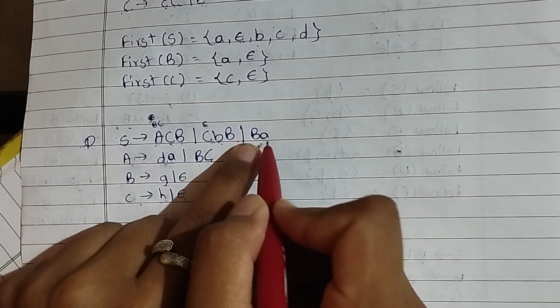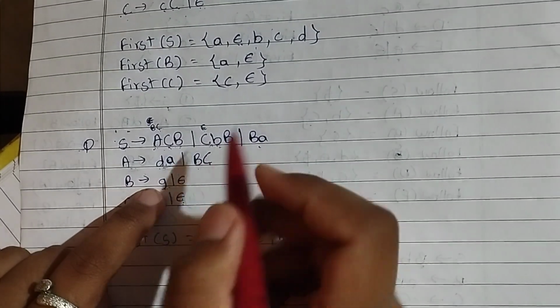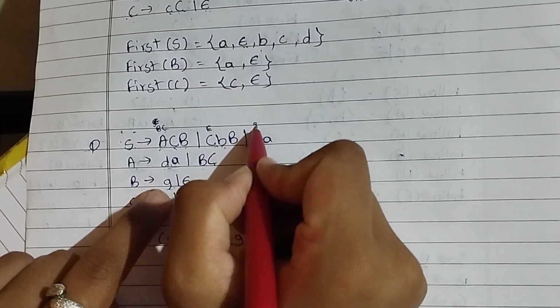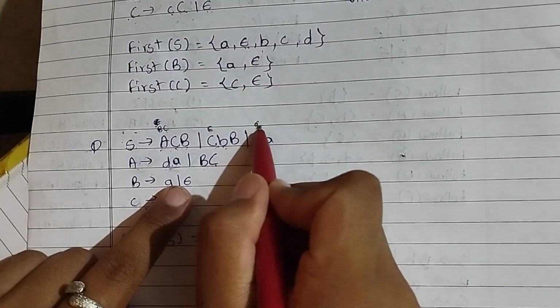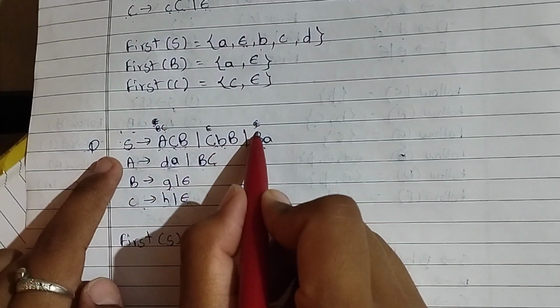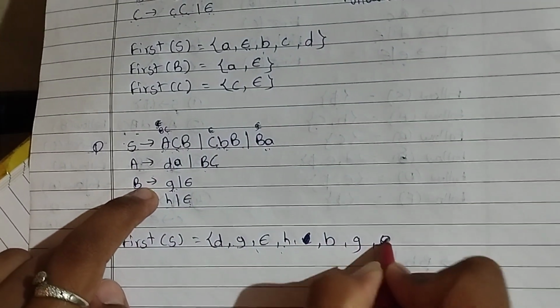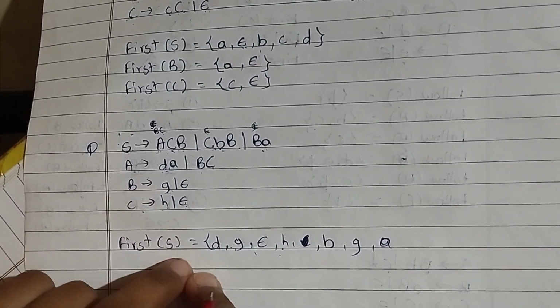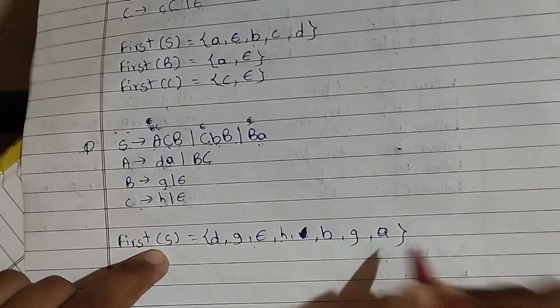Now we come here to B. So yes reads capital B, reads G and null. So first time G, then G, second time null, then this null. So yes, read small a directly, small a. So this is the grammar of S, first of S.